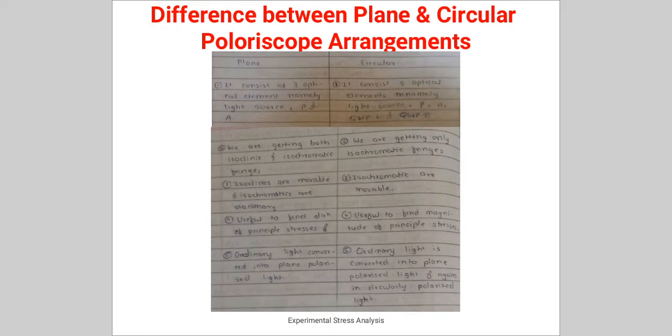And in the case of a plane polariscope, whatever light is present between the polarizer and analyzer, because there are no quarter wave plates 1 and 2 in the plane polariscope arrangement, is called plane polarized light. So this is about the basic difference between the plane polariscope arrangement and the circular polariscope arrangement.